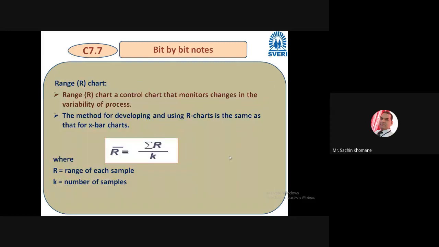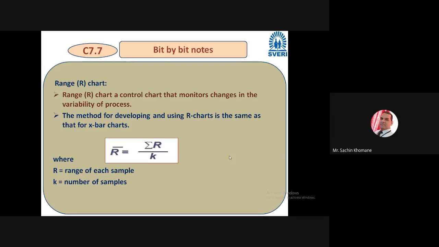Okay, now next one is the range chart. Try to understand only the chart formats. So what is the range chart? It is a control chart that monitors the changes in the variability of the process. If you want to find out the variability between readings, then the R chart is important. For the R chart as well as the X bar chart, the method is the same, but the formula is different.